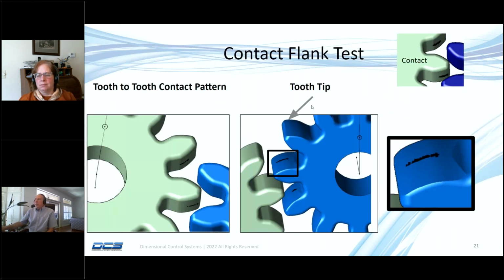And we talked about the flank test and this tooth tip issue. And after it runs for a while, you get this kind of pattern, which allows you to compare the results to the specifications. Okay, so I think that's all we got for the presentation.